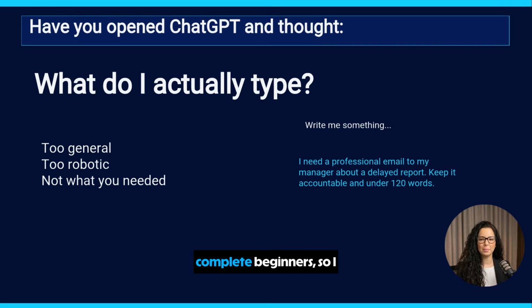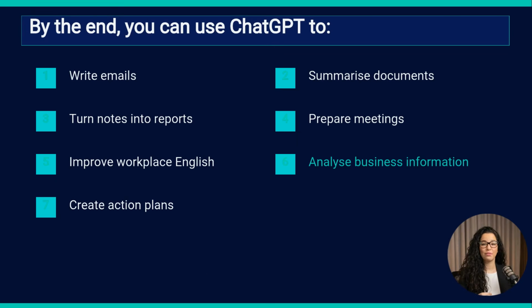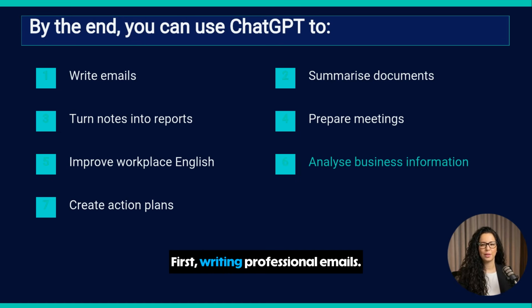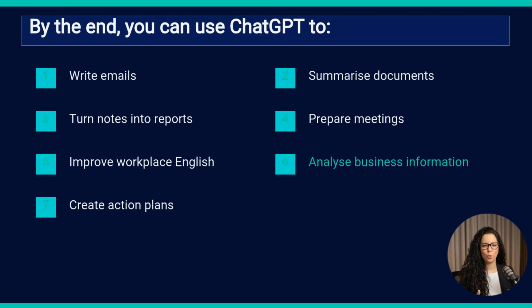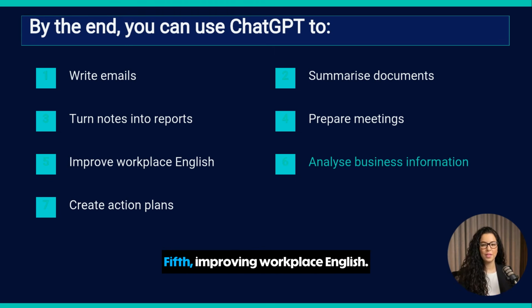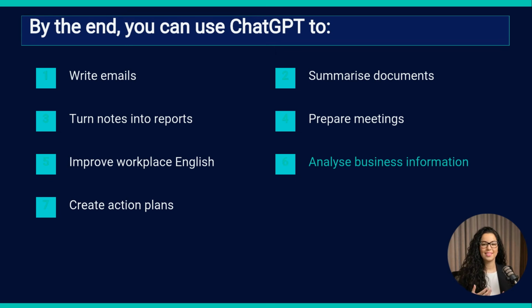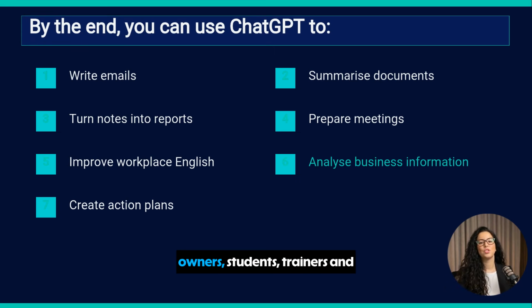This video is for complete beginners, so I will keep the language simple and focus on real workplace examples, not technical theory. We will cover 7 everyday workplace tasks. First, writing professional emails. Second, summarizing long documents. Third, turning rough notes into a report. Fourth, preparing for a meeting. Fifth, improving workplace English. Sixth, analyzing simple business information. Seventh, creating an action plan. These are not imaginary examples. These are the kinds of tasks employees, business owners, students, trainers, and managers deal with every week.